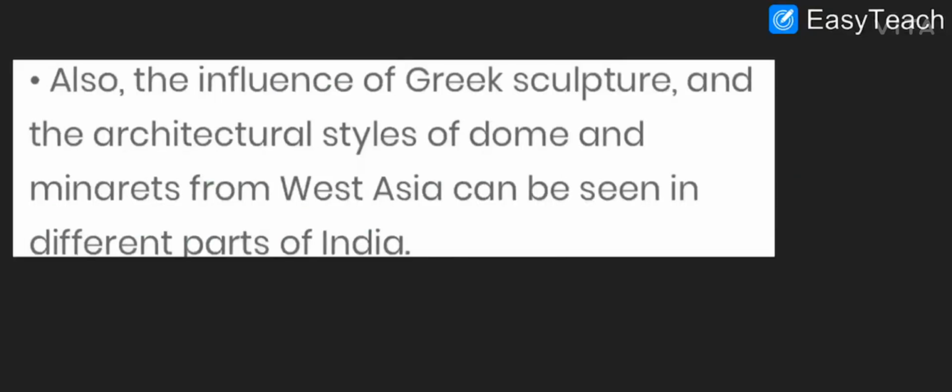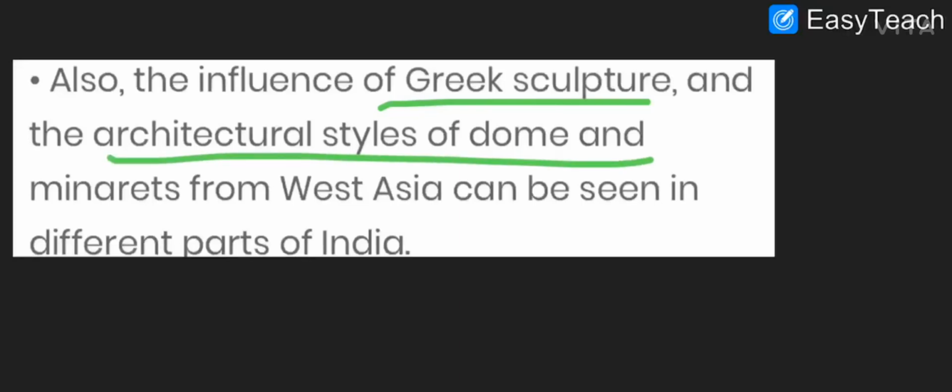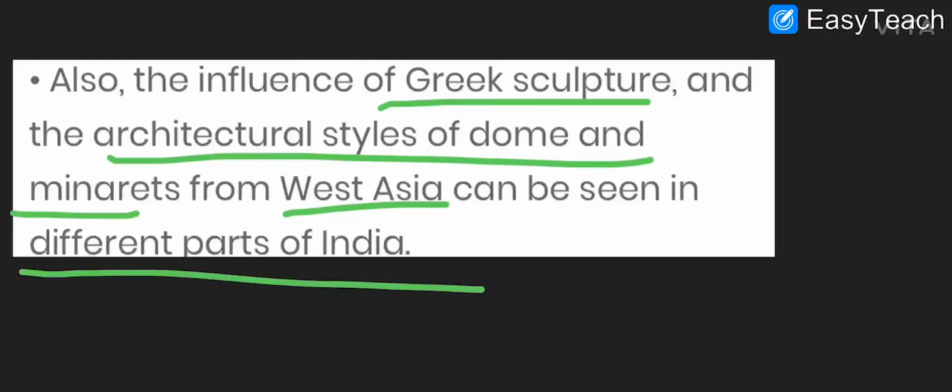Okay. Next, also the influence of Greek sculpture and the architectural styles of domes and minarets from West Asia can be seen in different parts of India. As we know, India had a lot of invasions from time to time, right? In different periods, different rulers came to India, established their control, invaded India, the Mughals, the different dynasties of the Delhi Sultanate, right? So India was also influenced by Greek sculptures and the architectural styles of domes and minarets of West Asia.